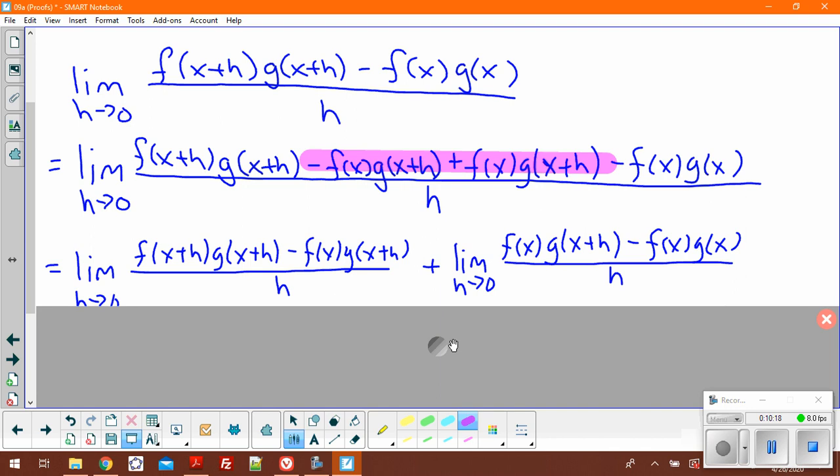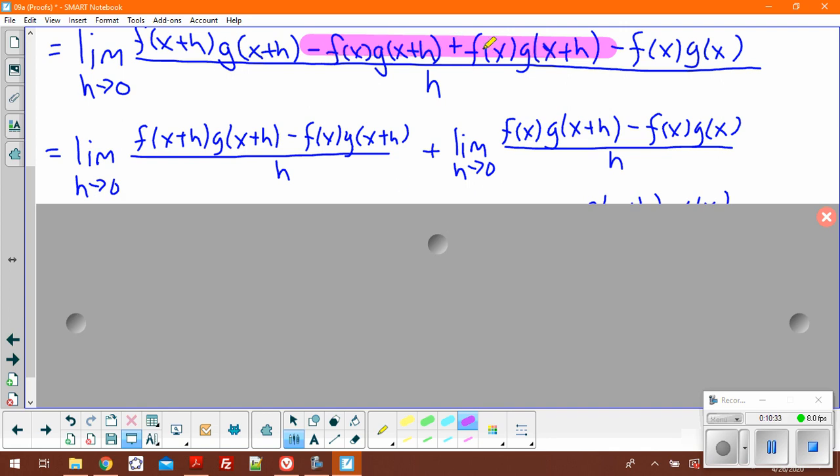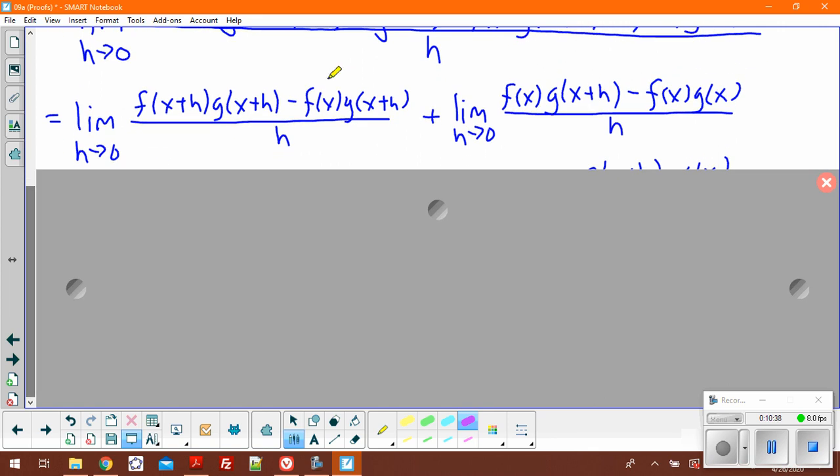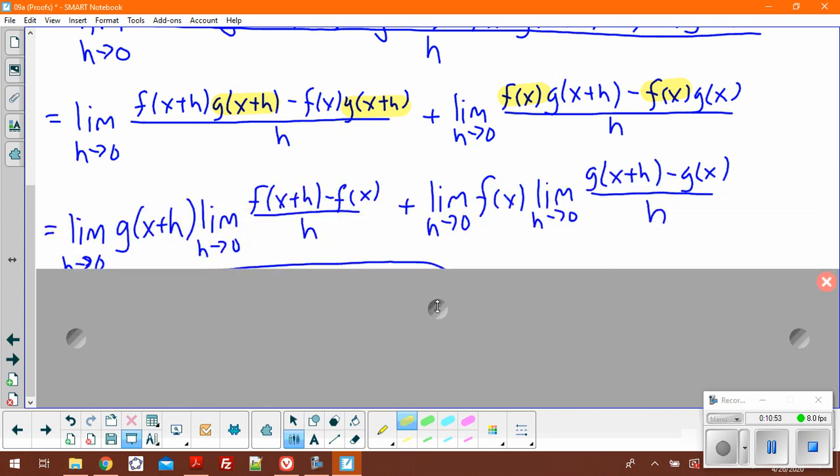So I'm going to now break that apart into two pieces. f of x plus h times g of x plus h minus f of x times g of x plus h. Split it down the middle, and there's my other limit. One of the limit laws is that the limit of a sum is the sum of the two limits, so I can do that split. For each of those two pieces, I am now going to factor. From the first one, I can factor this, and from the second one, I can factor out this. And again, I can bring that across the limits because the limit of a product is equal to the product of the limits.